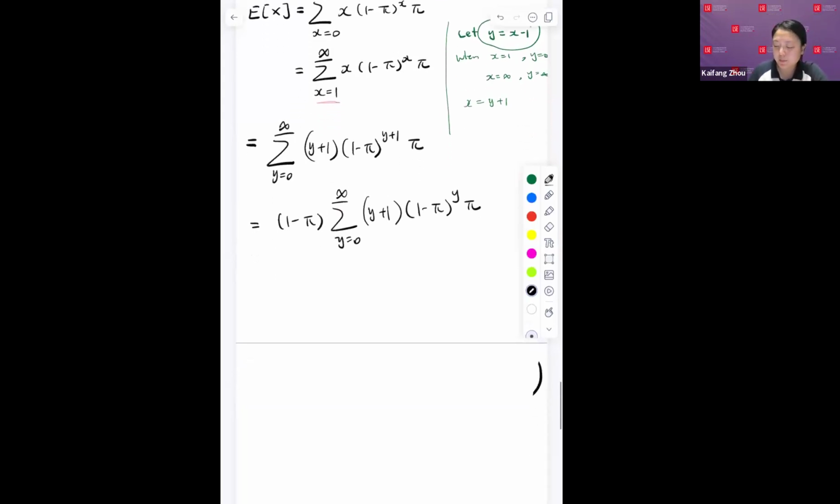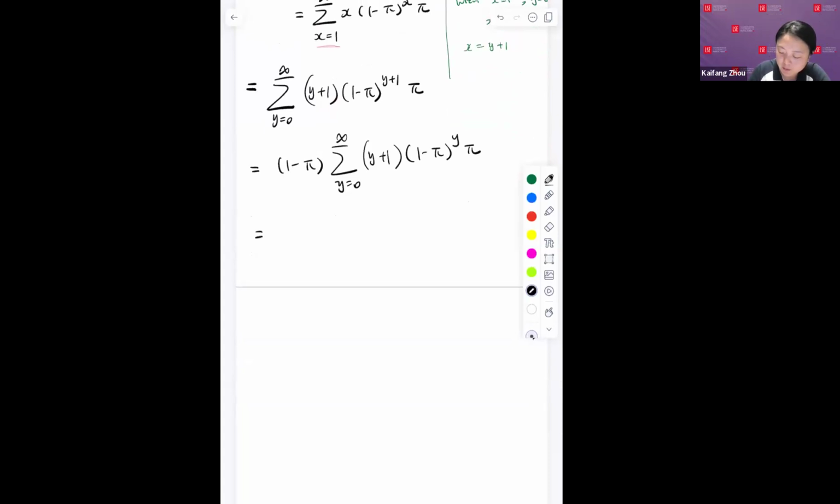Okay, so the next step, I will try to decompose this summation term. The first term is the sum from y equals 0 all the way to infinity of y times (1 minus pi) to the power of y times pi. And then the second term of the summation is simply the sum from y equals 0 all the way to infinity of (1 minus pi) to the power of y times pi.